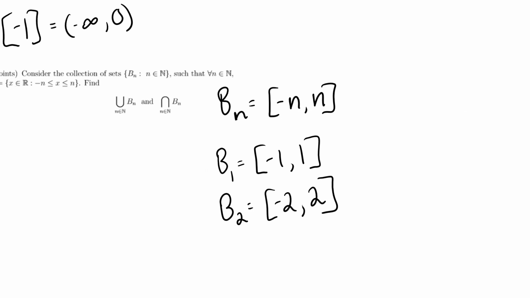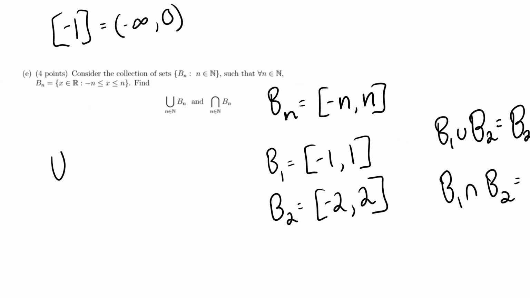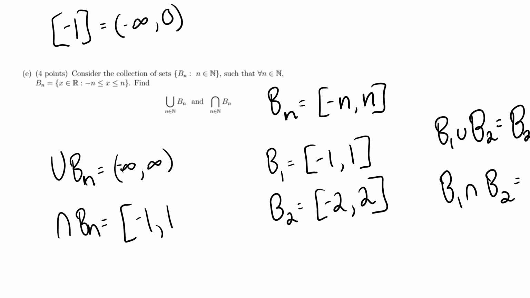So if we union these two together, B1 union B2, it just ends up being B2 because B1 is a subset of B2. And for that same reason, if we intersect them, we get B1. In fact, the union is the whole real line, and the intersection is B1, or -1 to 1.